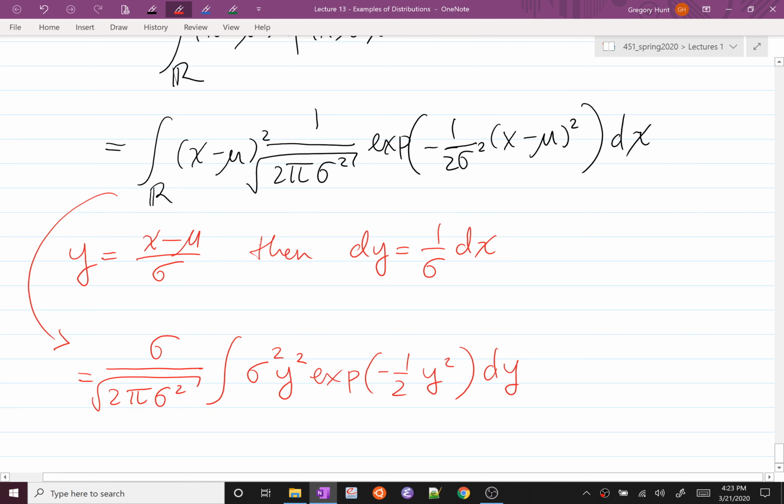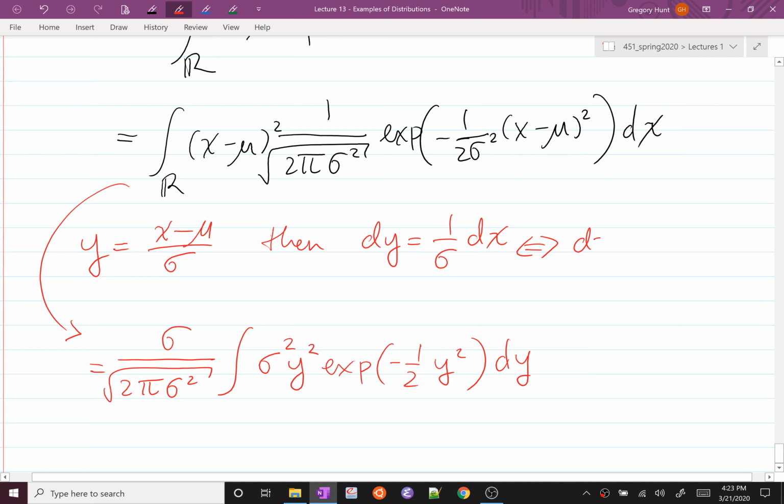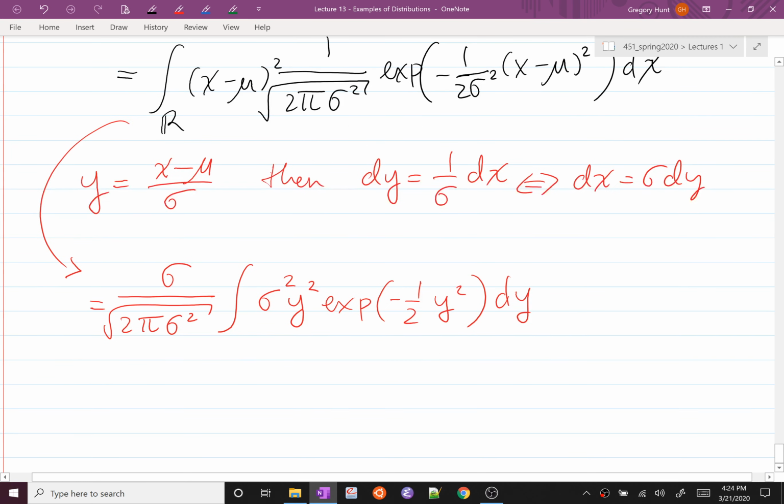Because this is equivalent to saying I want to replace my dx with sigma dy. So sigma, throw that up front, dy. Instead of (x minus mu) squared, I get sigma squared y squared. And the exponent now is actually very simplified. It's just negative 1/2 y squared. Okay.